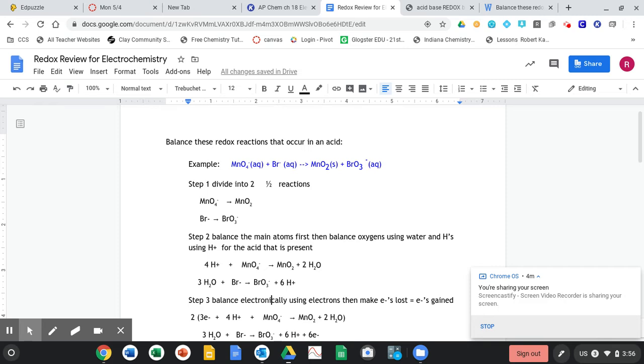You're going to get this example on the homework page too, so that'll help you there also. So we're going to balance redox reactions that occur in an acid.